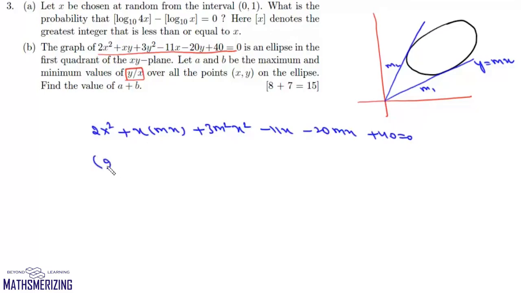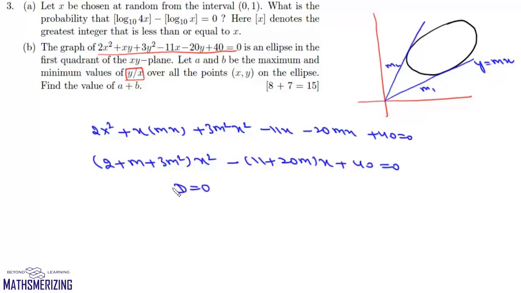We can write (2 plus m plus 3m square) into x square minus (11 plus 20m) into x plus 40 equals 0, which is a quadratic equation in x. Now since these two curves are tangent, that means this equation should have only one real root. So the condition will be that for this equation, the discriminant must be equal to 0.